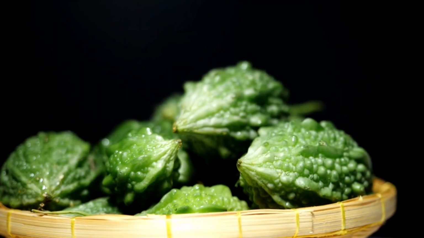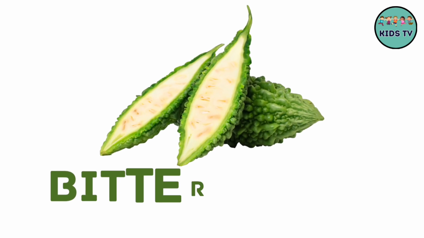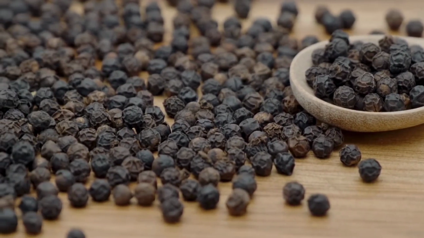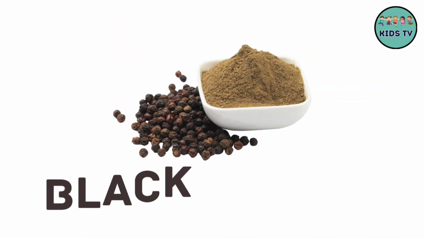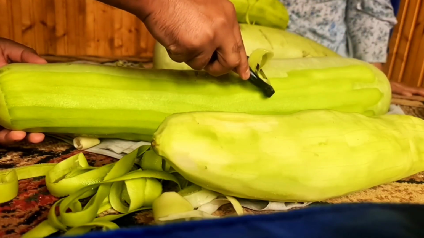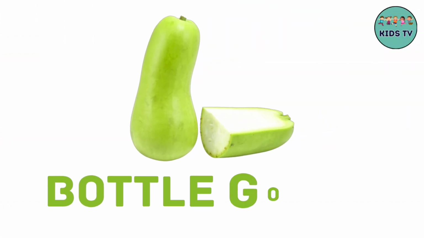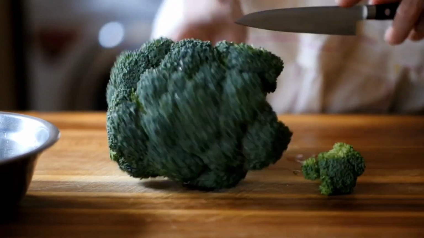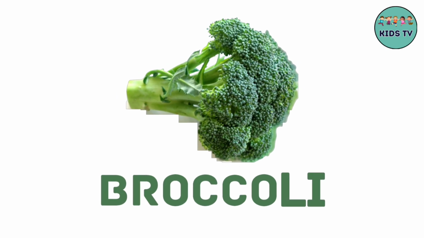Which vegetable is this? This is bitter gourd. Which vegetable is this? This is black pepper. Which vegetable is this? This is bottle gourd. Which vegetable is this? This is broccoli.